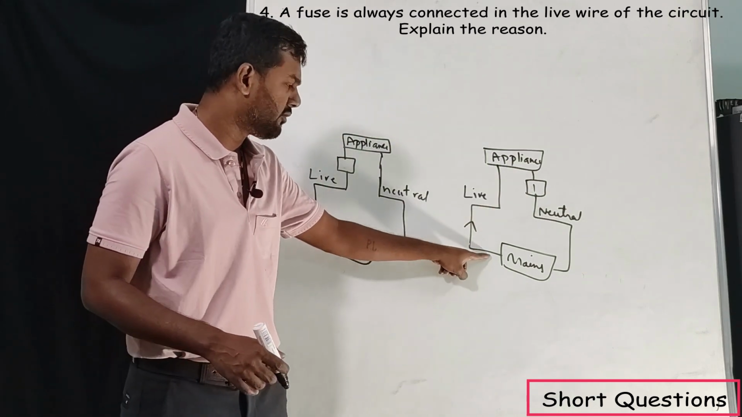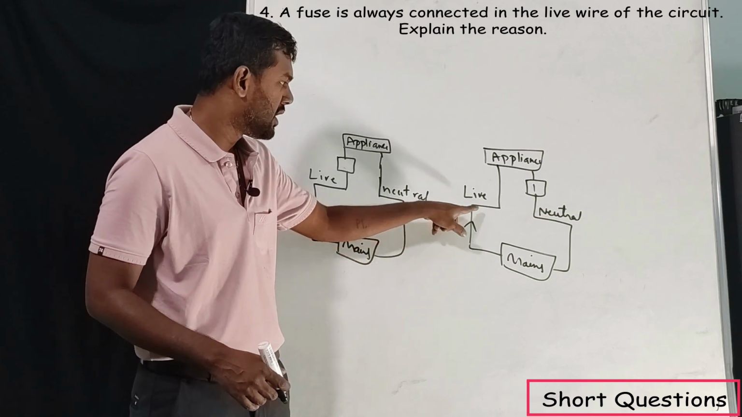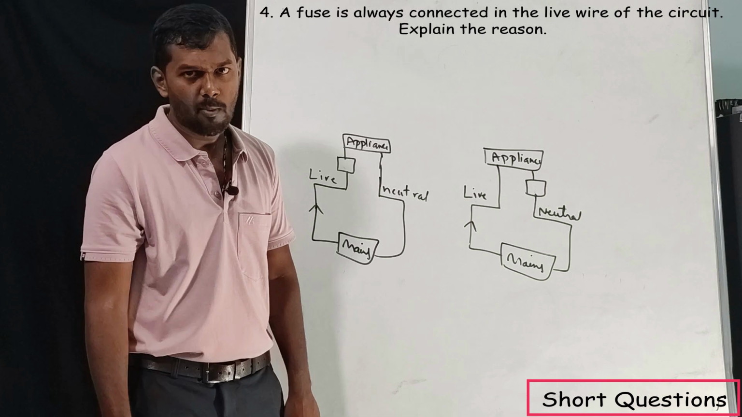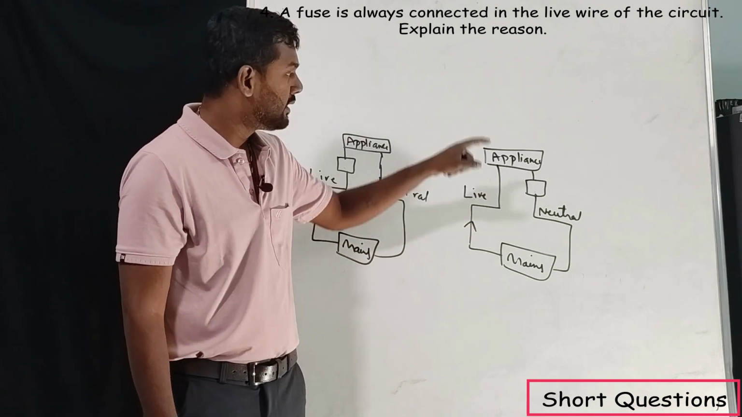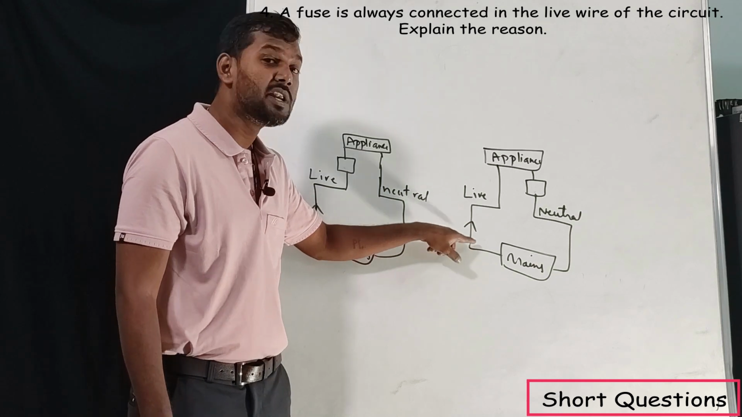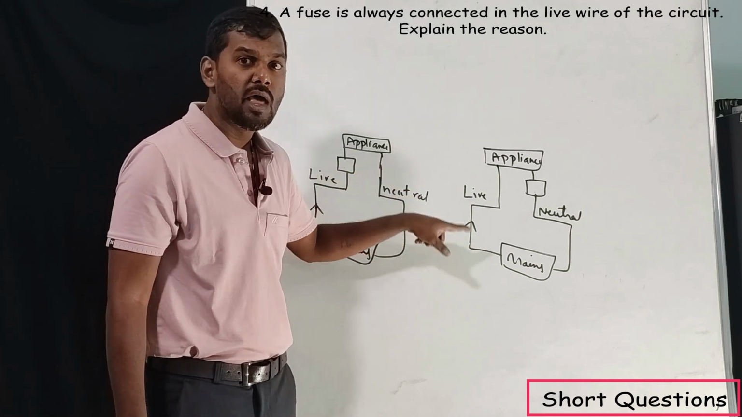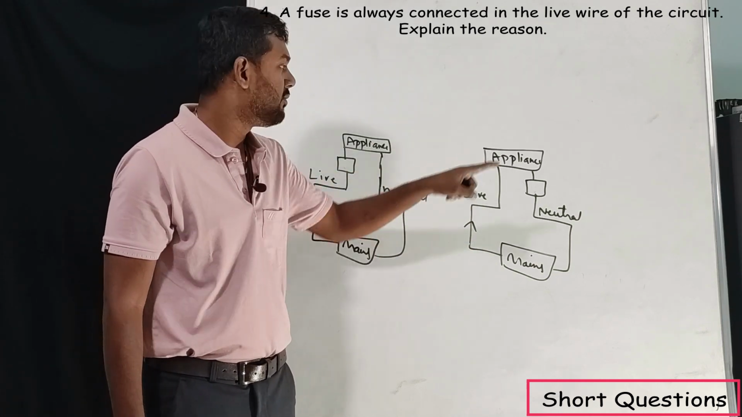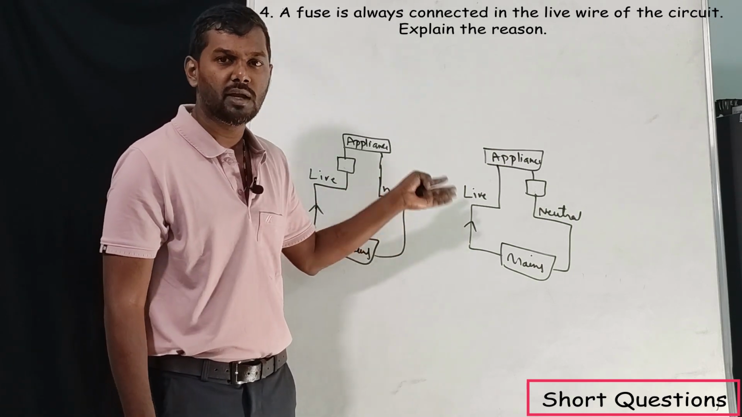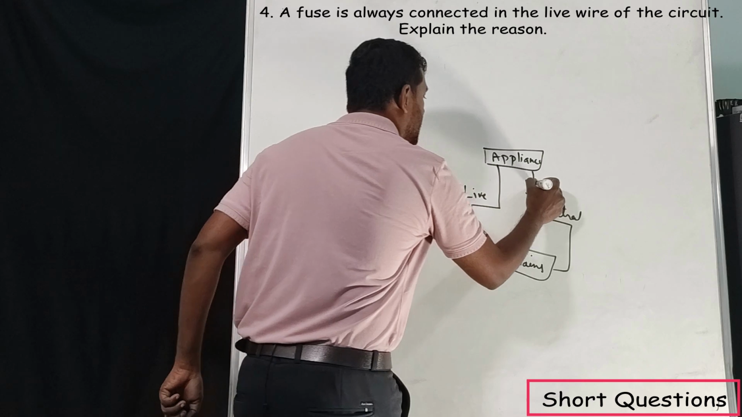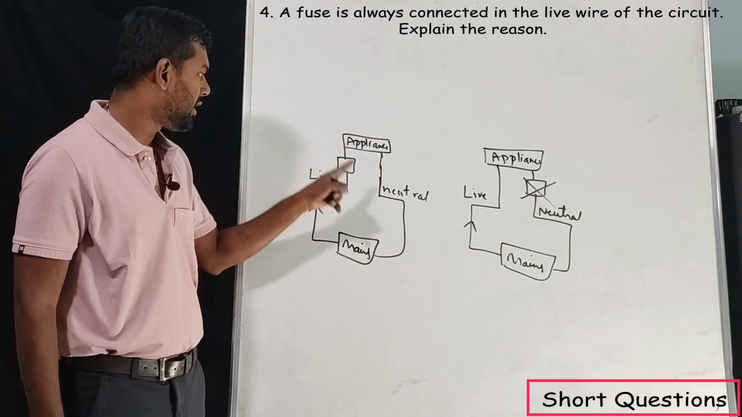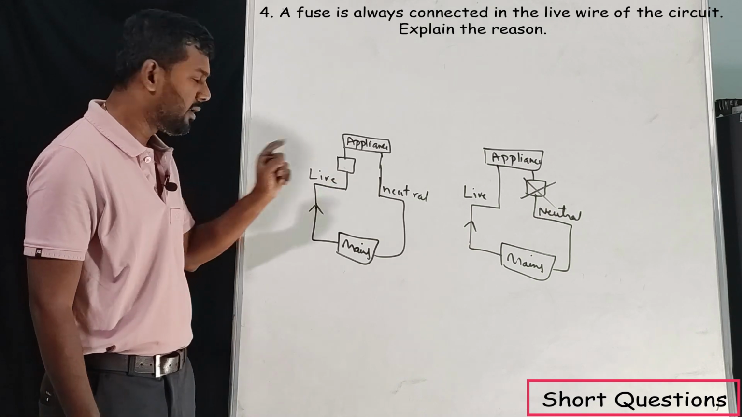Now what happens when the faulty current enters from the mains through the live wire? This fuse will melt. Now see, the appliance remains connected with the high potential live wire. High potential live wire is a problem for the appliances. So at any time, faulty current can enter again. So it is not suggested to connect the fuse wire in a neutral wire. It should always be connected to the live wire only.